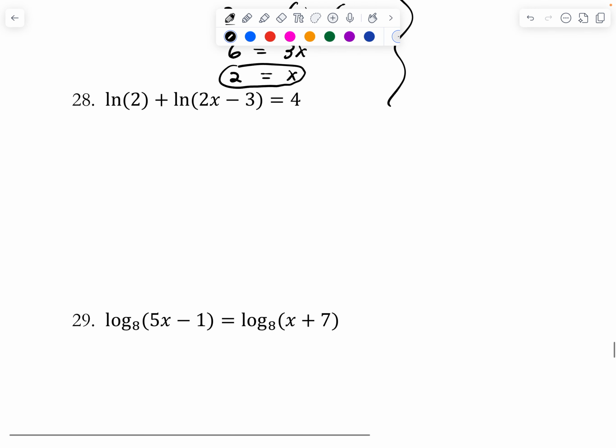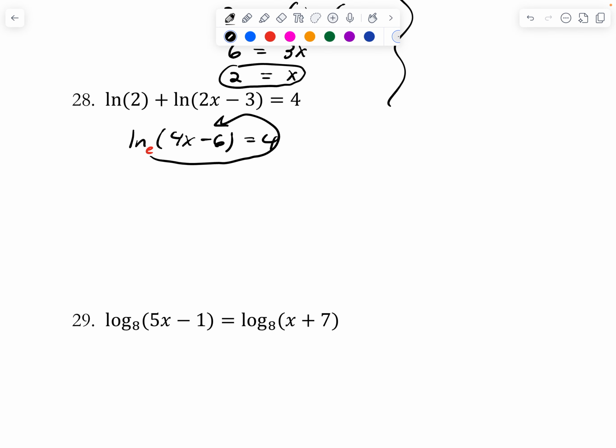All right, next one. Combining these logs with multiplication is going to give me the natural log of 4x minus 6 equals 4. This one I'm going to rewrite using a base of e. So e to the fourth power equals 4x minus 6. So e to the fourth power plus 6 equals 4x. So x equals e to the fourth power plus 6, over 4.